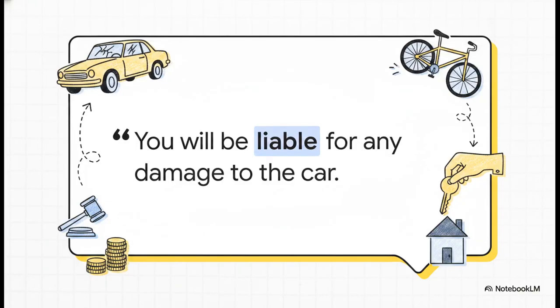To brilliantly illustrate that first anchor, think about reading a strict contract that says you will be liable for any damage to the car. We are seeing exactly how the word functions in a rigid, legal, or financial context here. If you rent a vehicle, sign an apartment lease, or borrow that friend's bike we talked about earlier, being liable means the rules, or the law, dictate that you're the one holding the bag. You are strictly accountable. You are legally responsible.